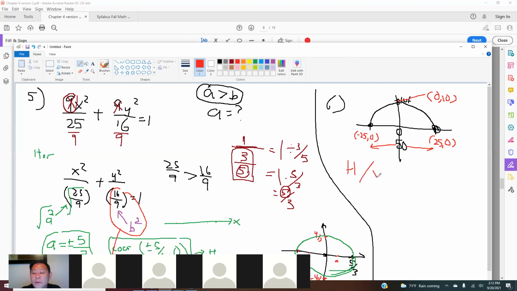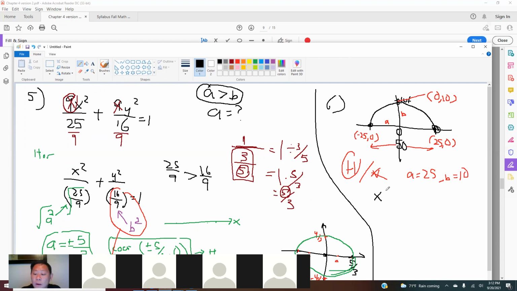Horizontal or vertical? Horizontal, because this is your A and this is your B. So A in this case is 25 and B in this case is 10. Yes, this is horizontal because it's longer on this side. The formula is x squared. This is the formula for horizontal.